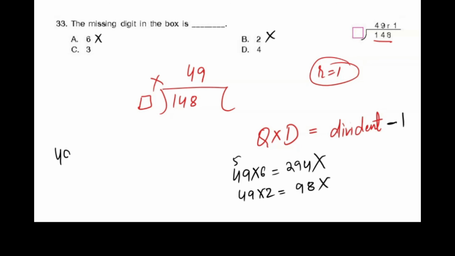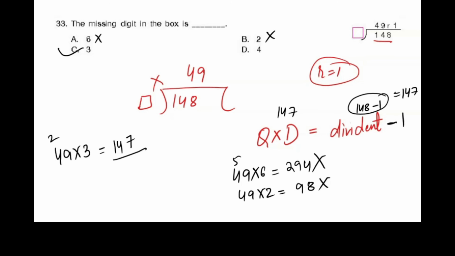Then 3, 49 times 3: 9 times 3 is 27, 3 times 4 is 12, 14, 147. Yes, 147 is here, and this is 148 minus 1 because the remainder was 1. So it is also 147. So C is the correct option. Remember, for solving these types of questions, you need to know the formula. Quotient times divisor plus remainder is equal to dividend. This is quotient, this is divisor, this is remainder.